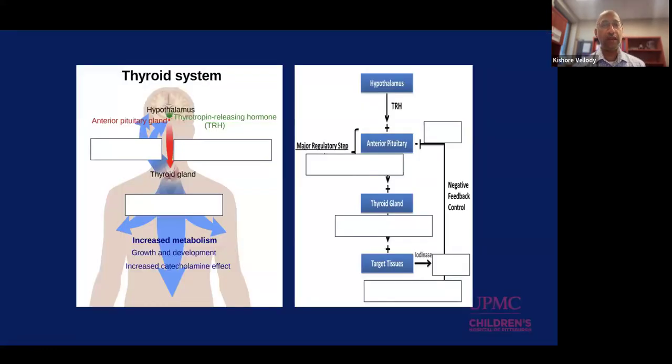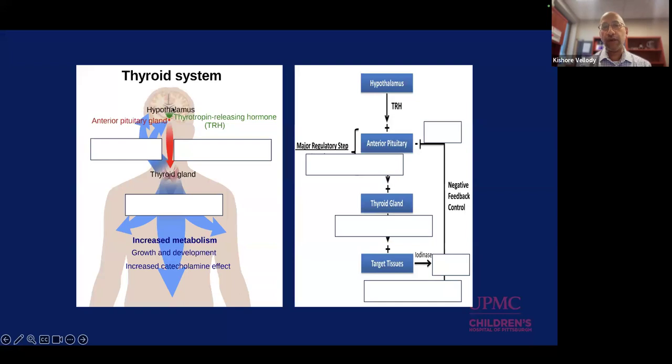So let me explain why that happens. And so you're going to see two things side by side here that I hope will help to make it easier to understand thyroid function and how, when it goes out of whack, why the labs do what they do. So if you notice here in the brain, there's an area called the hypothalamus, and then right below that is another area of the brain called the pituitary gland.